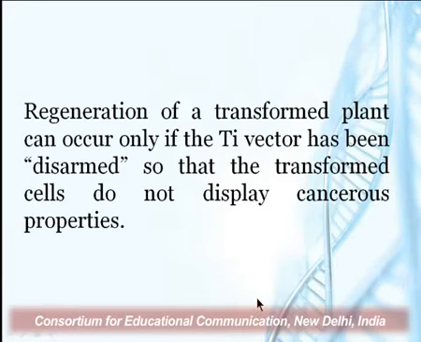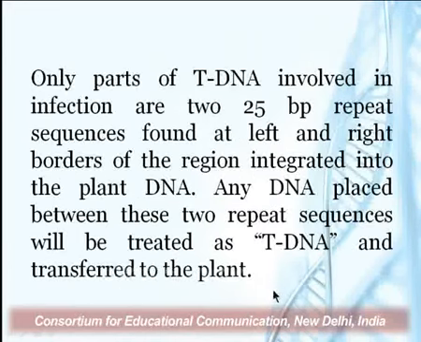Now, the regeneration of transformed plant cells occurs only if the Ti vector has been disarmed and the transformed cells do not display any diseased or cancerous properties. Then only it will be useful for us. So, for disarming, many things can be done, and the only parts of the T-DNA involved in the infection are the 25 base pair repeat sequences found at the left and right borders of the region integrated into the plant DNA. So, as you can see, only this much is important.